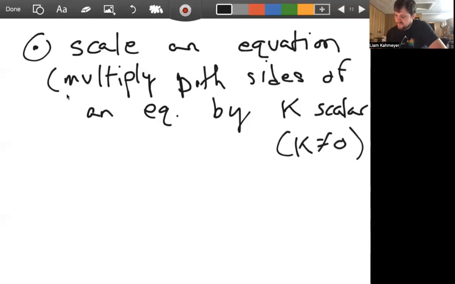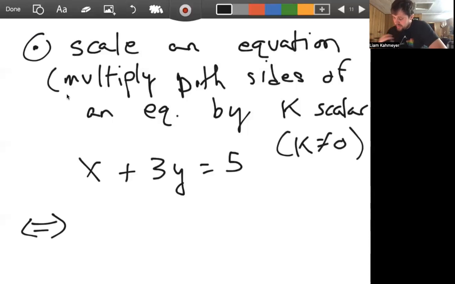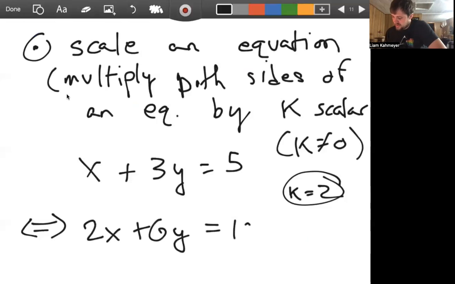So if you were to have the equation, let's just take x plus 3y equals 5, this equation is equivalent to, let's say we multiplied, if k was 2 in this example, then we would have 2x plus 6y equals 10, right? And so you can do this to any equation that you want, and that won't change the system as a whole, because this is really just the same equation expressed differently.